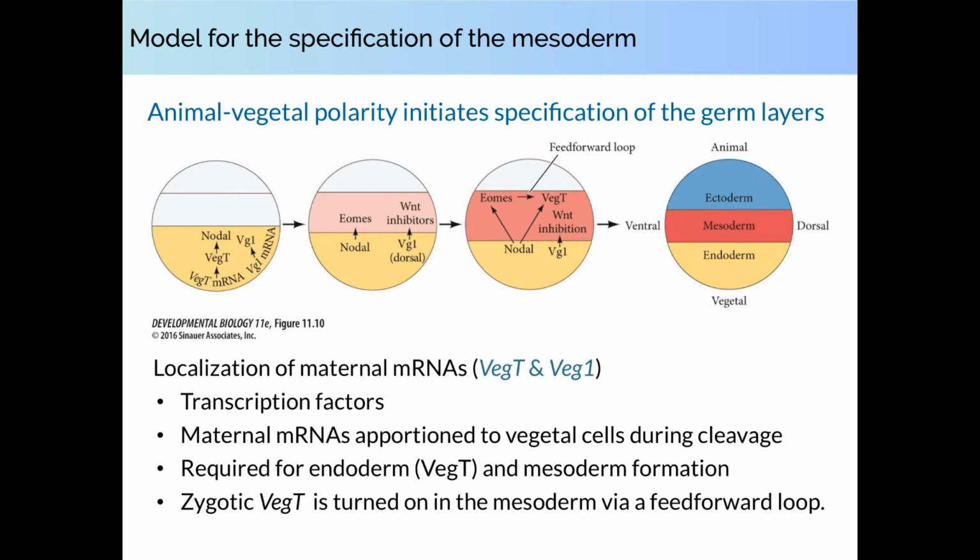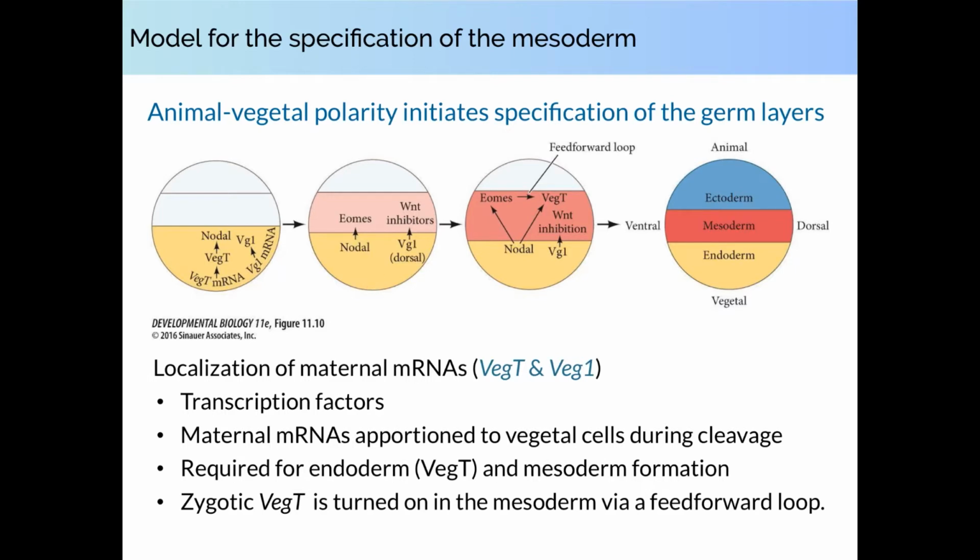Now, these maternal mRNAs include the mRNAs for the paracrine factor VegH1 and the transcription factor VegT. These are deposited into the oocyte before fertilization, but are translated after fertilization and apportioned to the vegetal cells during cleavage. Now, the maternal VegT is important for activating a second set of transcription factors that is not shown here, that specifies the cells in the most vegetal region to become endoderm.